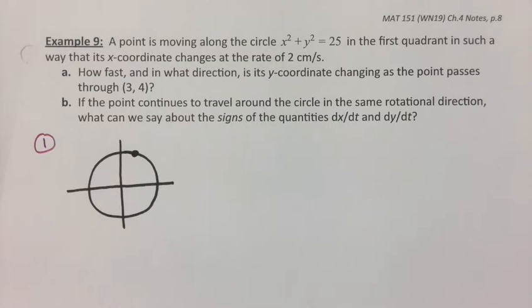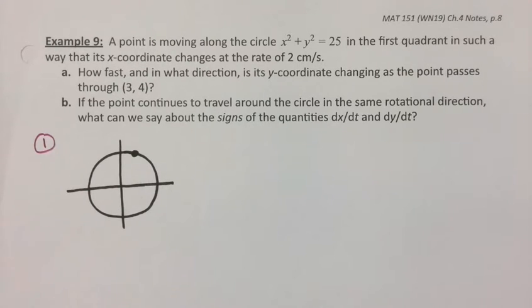A point is moving along the circle x squared plus y squared equals 25 in the first quadrant in such a way that its x coordinate changes at a rate of 2 meters per second. How fast and in what direction is its y coordinate changing at the point as the point passes through (3, 4)? And then if the point continues to travel around the circle in the same rotation, what can we say about the signs and quantities of dx/dt and dy/dt?